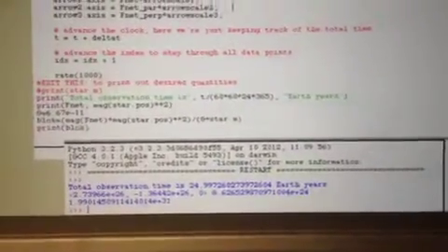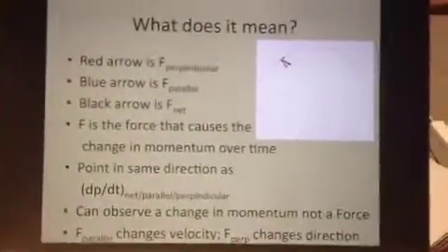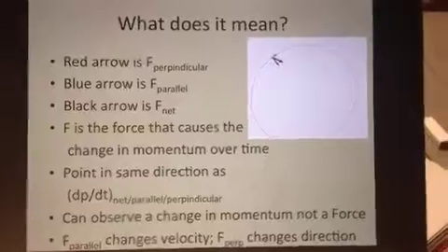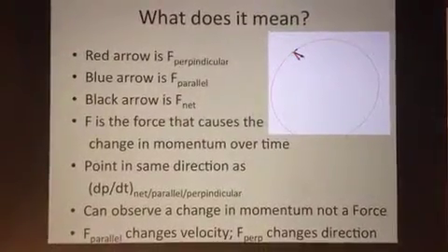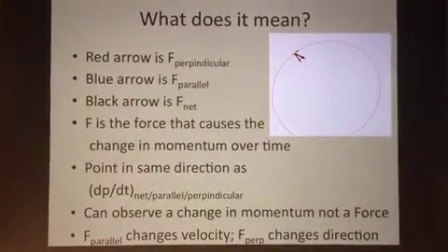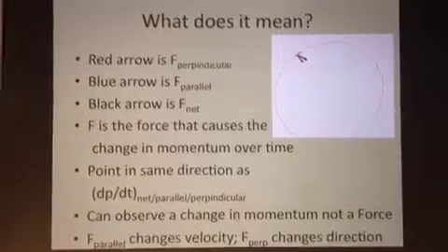So this is all my code, and when I ran it, it output the mass of the star, and that was my conclusion about the mass of the star. So what does it mean? This is a picture of my module running. The red arrow is F perpendicular, the blue arrow is F parallel, and the black arrow is F net.